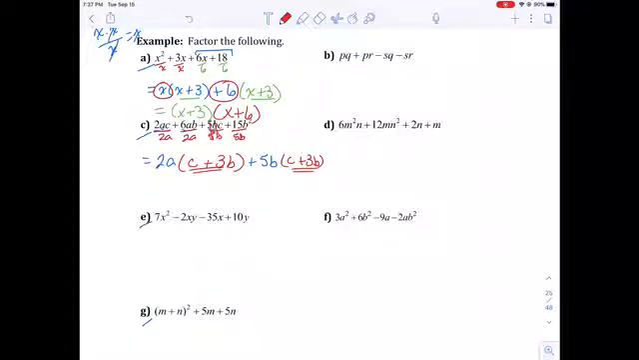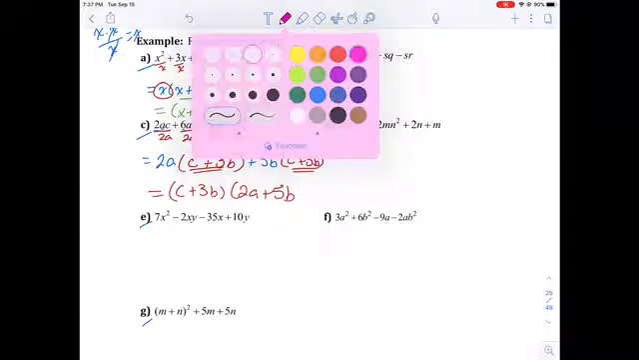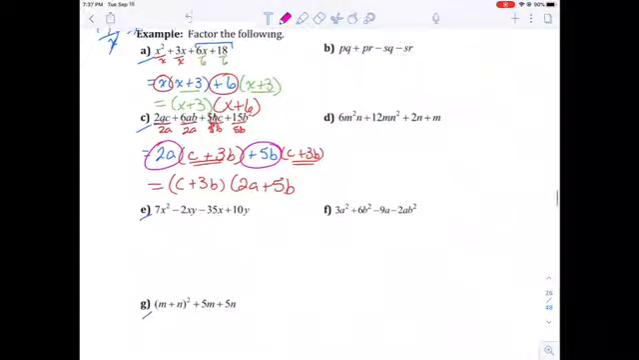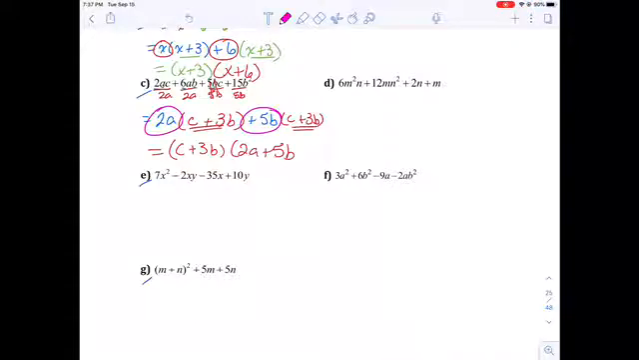So now, once I've done that, what is common? C plus 3b, and 2a plus 5b. That's my leftovers right here. Okay? Let's try the next one.